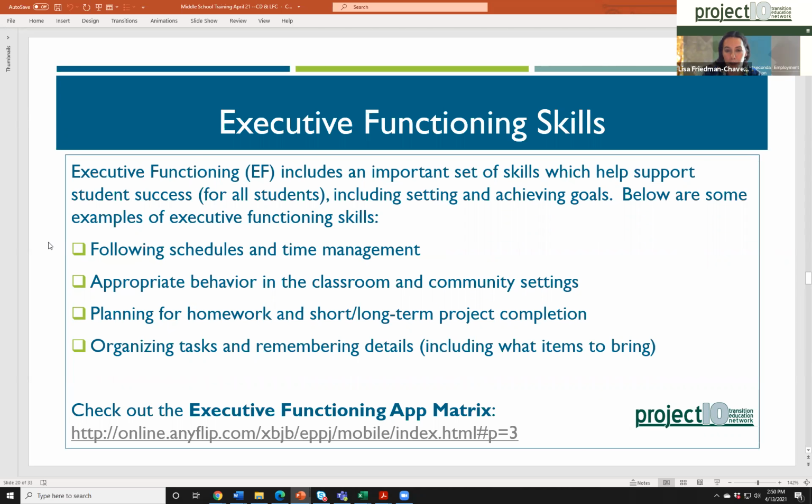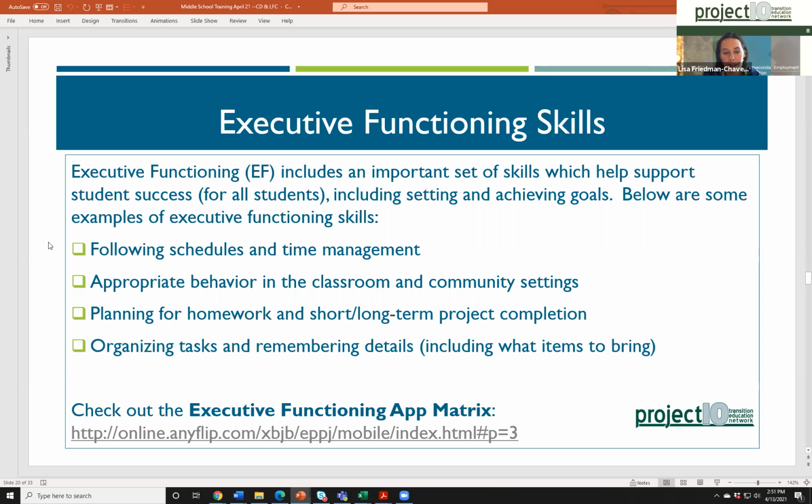So really starting to work on those skills early on, planning for homework and those short and long-term projects, so that they're not waiting until the day before to do a project that maybe was over a month, but really helping them set that up. And also that organization. A lot of times when we think about executive functioning skills, instantaneously we think, okay, organization. But organizing tasks and remembering details, that's huge.